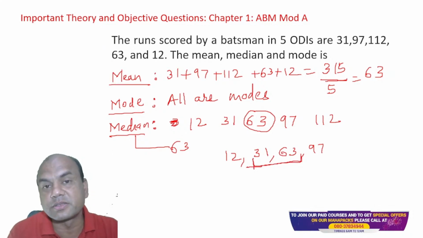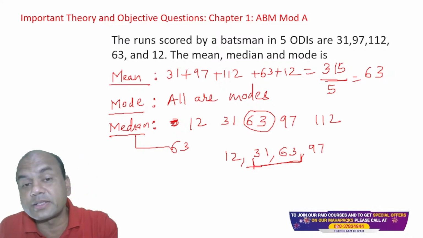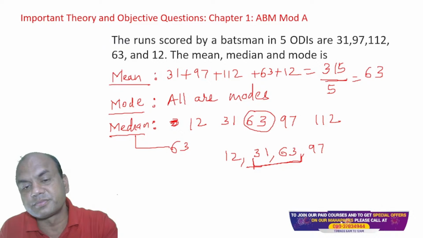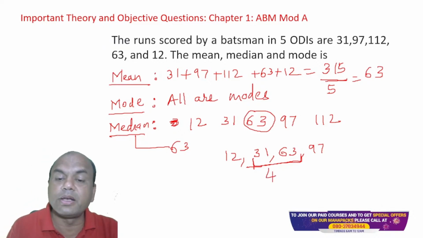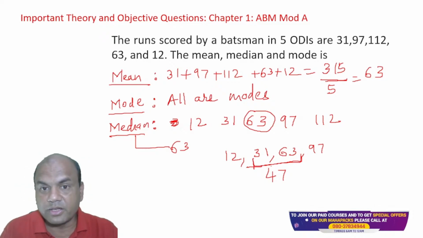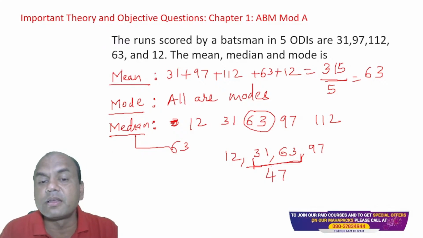Find the average of these, the mean of these. So 31 plus 63 upon 2. Give me the answer, everyone. 31 plus 63, this upon 2. So it is 47. So the median would have been 47 in that case, if there were 4 numbers. Got it? If I have an odd number of numbers, then things are simple; the central number is very easy to find. If it is an even number, then I have to find the average of the central two numbers.